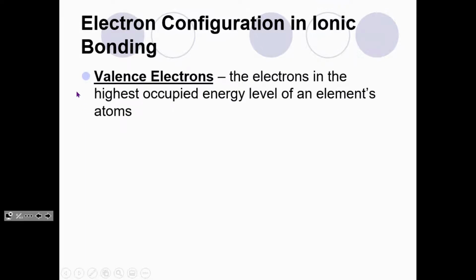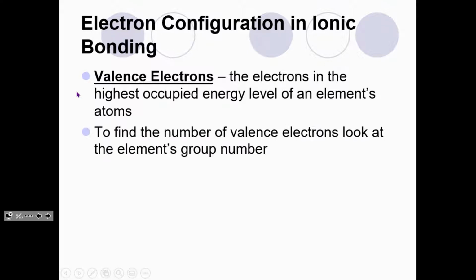So the first thing we're going to look at is the electron configuration in an ionic bond, because that's going to help us describe how electrons are transferred. So we need to understand what valence electrons are first, and they are the electrons in the highest occupied energy level of an element's atoms. To find the number of valence electrons, we're going to look at the element's group number.